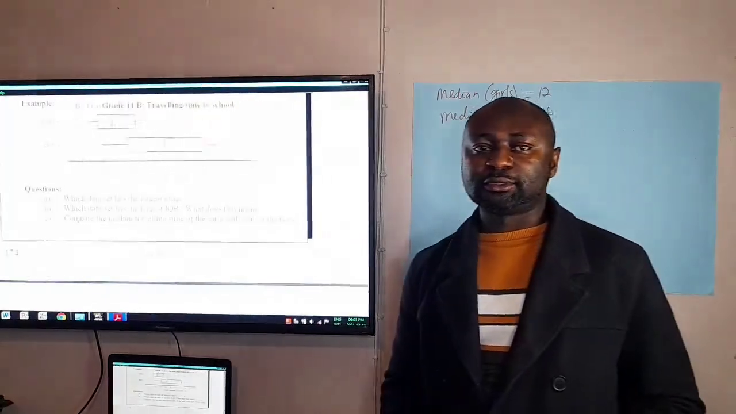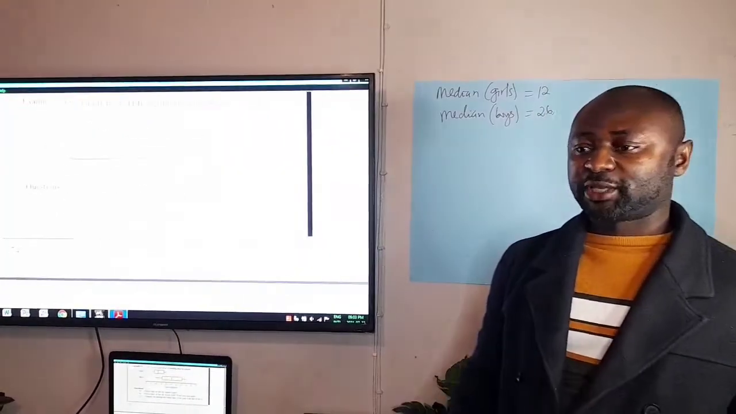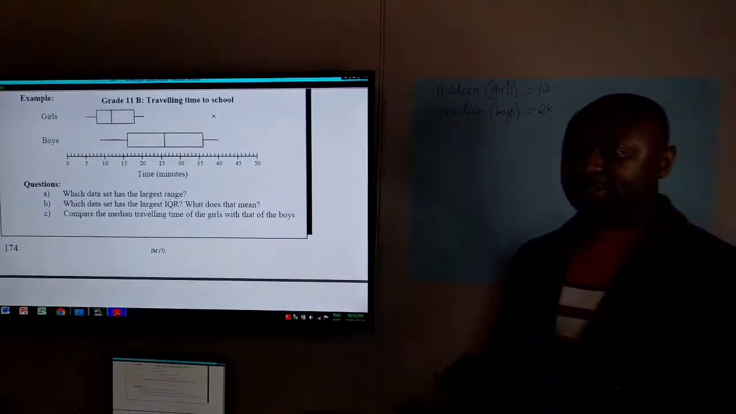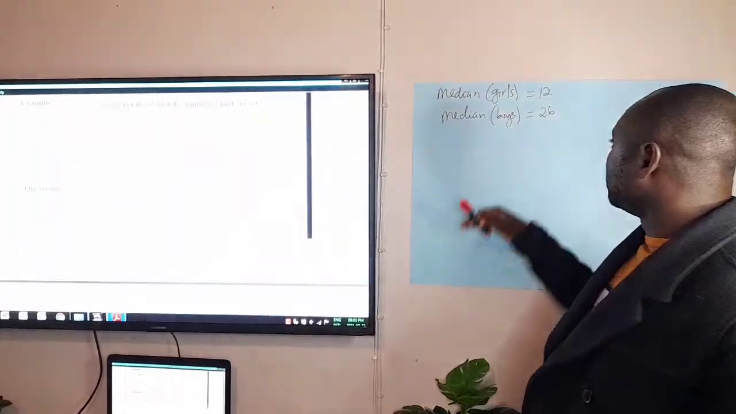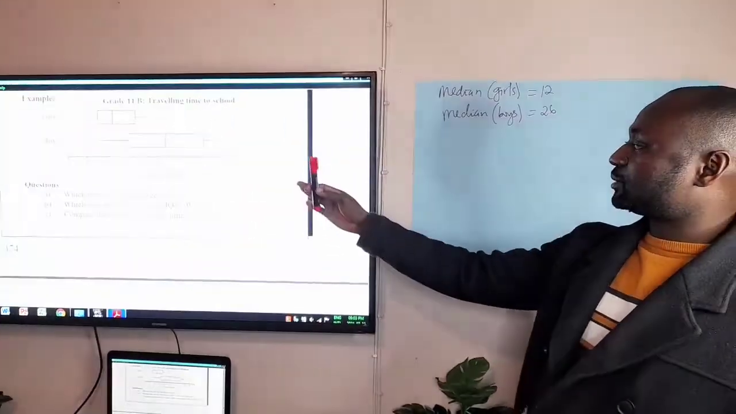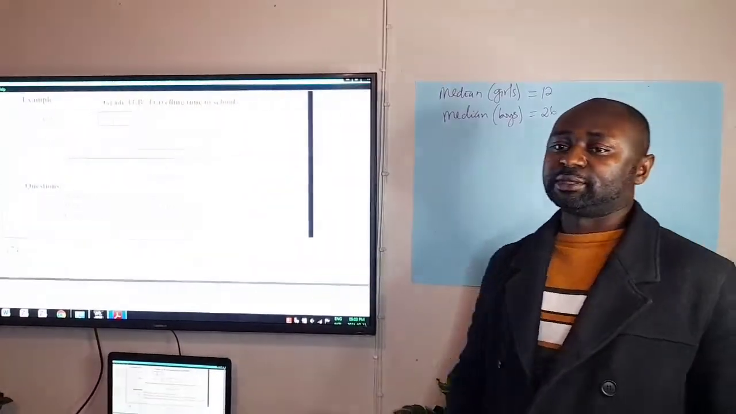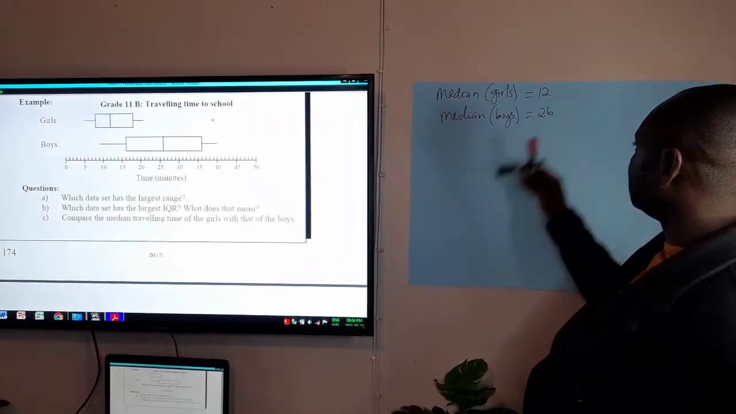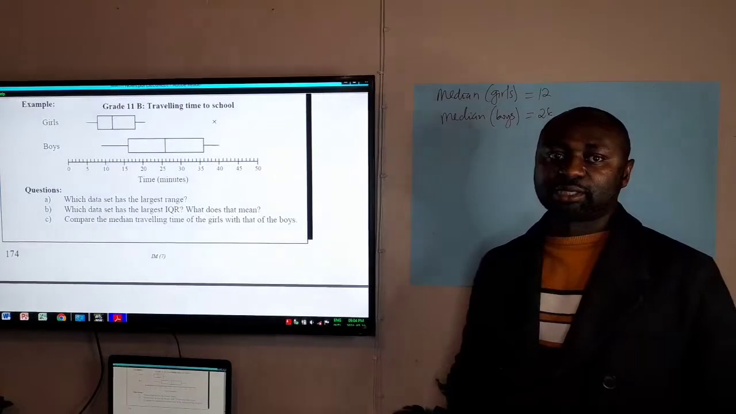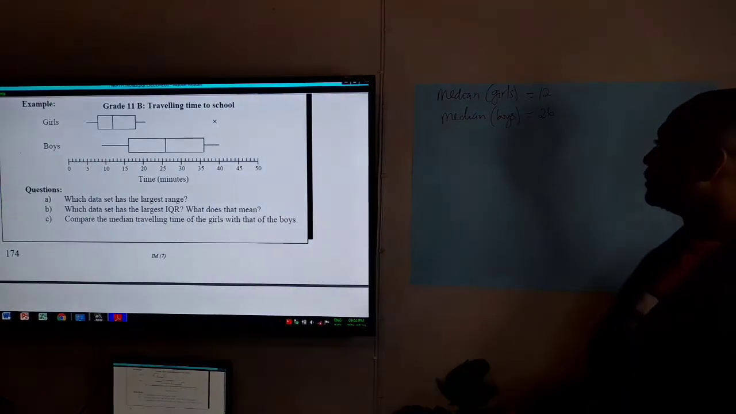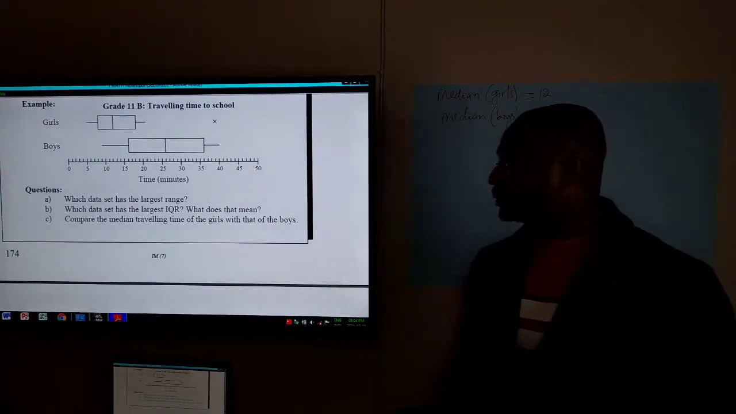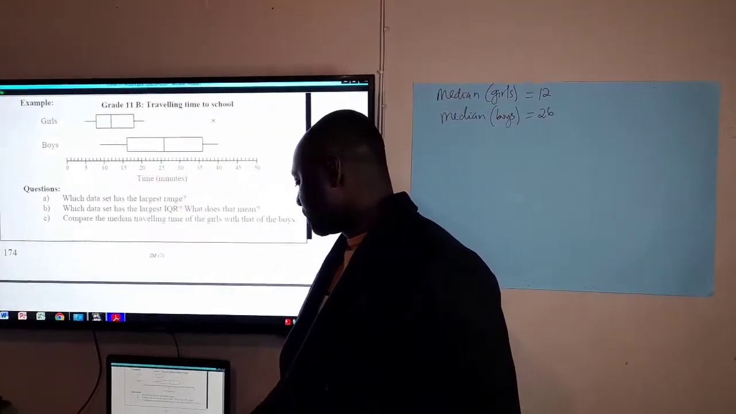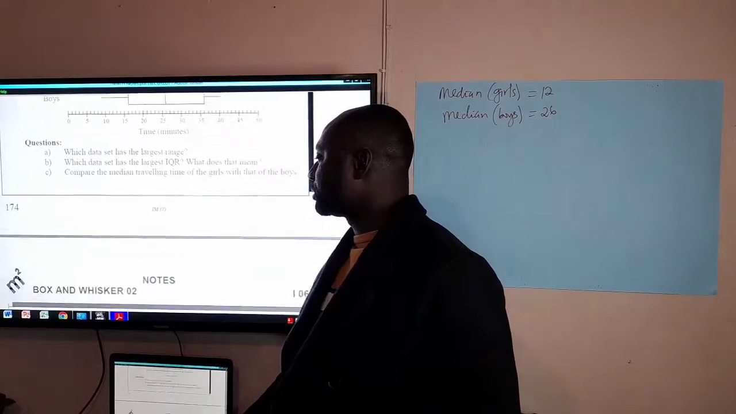Unless you have something else to say, which is making sense, then we can also mark it for you. So when you look at the two graphs, you can see the boys' median is bigger than that of the girls' median. As I'm looking at it, 12 as compared to 26, you get more than twice for the boys. So that's how the comparison ends. Now let's go down and look at other questions.